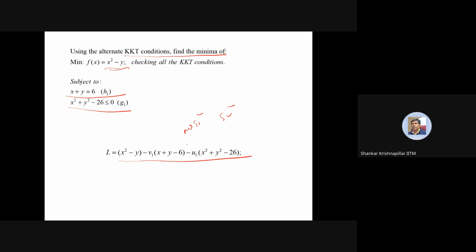Previously we wrote a plus S squared, no? x squared plus y squared minus 26 plus S squared was written. That is not written there. So this is the simple form without S squared. Here we have equality constraint h1 and inequality constraint g1.